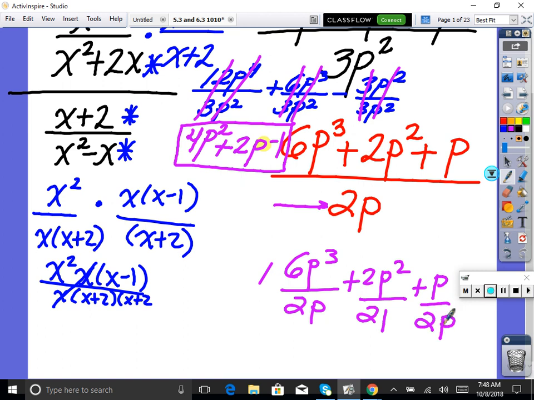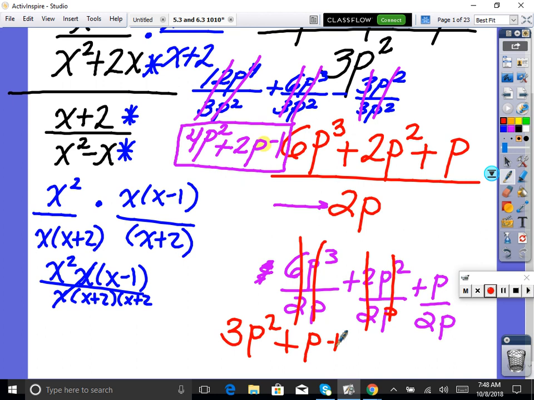Okay, let's simplify this correctly here. So 6 and 2 divide out to become a 3. Then isn't it p squared? Then we have a plus p. Oh, that's a p. Okay, plus a p. And then we have plus, careful here, this becomes a 1 and a 1. So what would we have? Plus 1 half. Okay, good. That would be our answer. Are we all good with that? Pretty easy stuff.